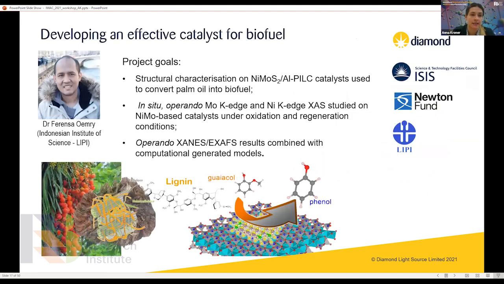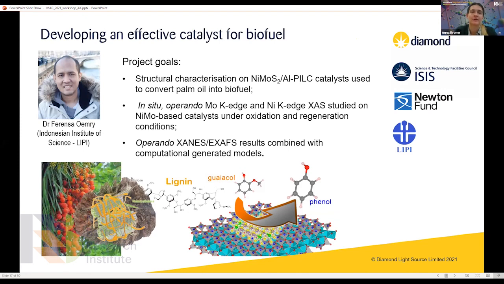So the second case study was based on collaboration between LIPI, the Indonesian Institute of Science, and ISIS Neutron Source, and the project was funded by the Newton Fund. And Ferenza was working with us at Diamond. Just to point out, he's wearing a thick jacket, and I think this was the first thing he had to do while coming to the UK, to be equipped with nice warm clothing.